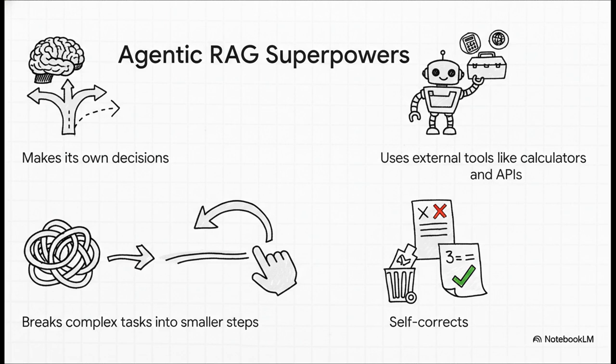As you can see, an agent can break down a big, complex task into smaller steps, decide on its own to use external tools like a calculator or a search API, and it can even self-correct if its first answer isn't quite good enough. It's not just answering questions anymore, it's genuinely problem-solving.